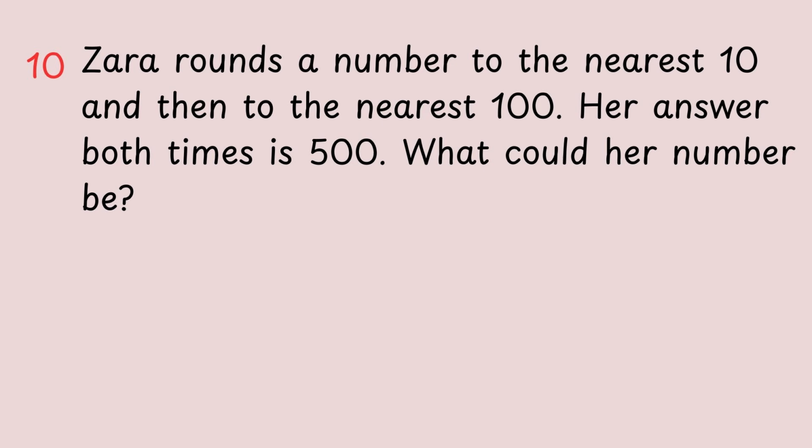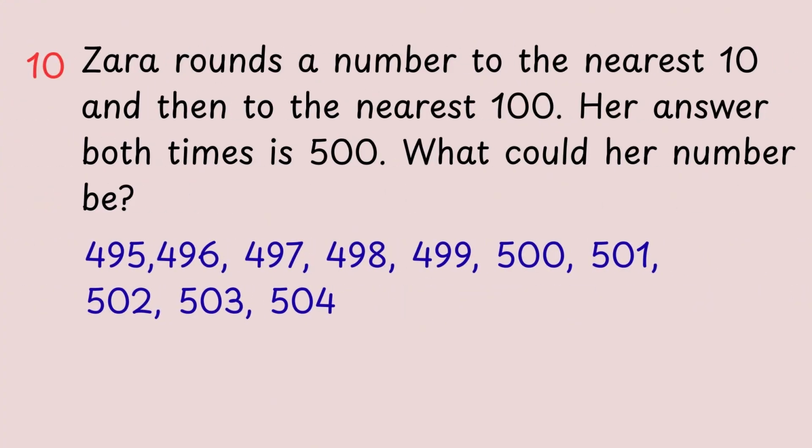Question 10. Sarah rounds a number to the nearest 10 and then to the nearest 100. Her answer both times is 500. What could her number be? So, her number could be 495, 496, 497, 498, 499, 500, 501, 502, 503, and 504.